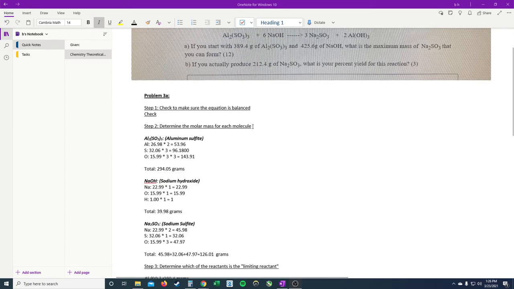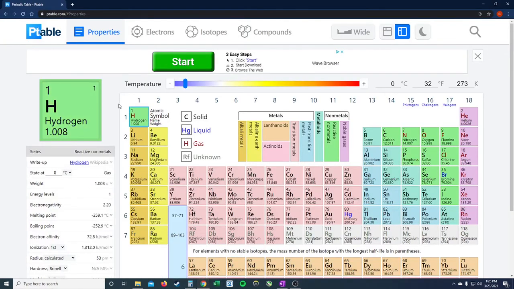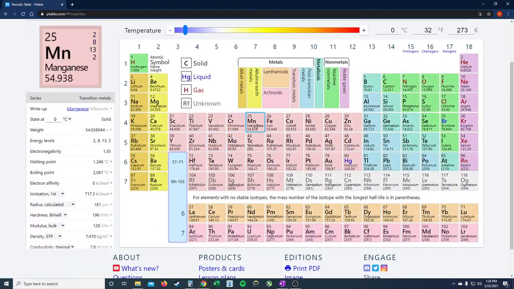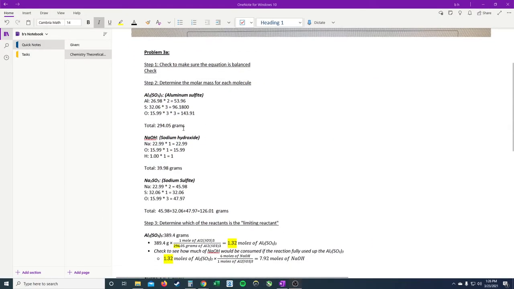The second step would be to determine the molar mass of each of the molecules. And the way to do that is you can easily search up a periodic table to get your masses, or it should be in any of your standard textbooks. So for aluminum sulfite, I got 294.05 grams, sodium hydroxide 39.98 grams, sodium sulfite I got 126.01 grams.